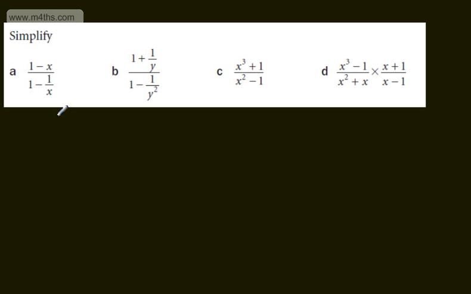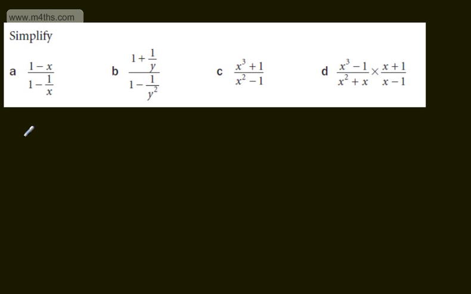In this video, we're going to do some extension questions on algebraic fractions. We're asked to simplify the following fractions. So let's start with A. We've got 1 minus x over 1 minus 1 over x. I'm going to multiply the numerator and the denominator by x.